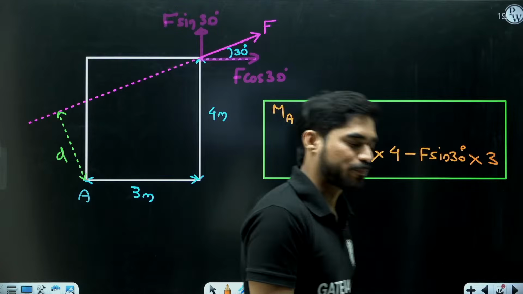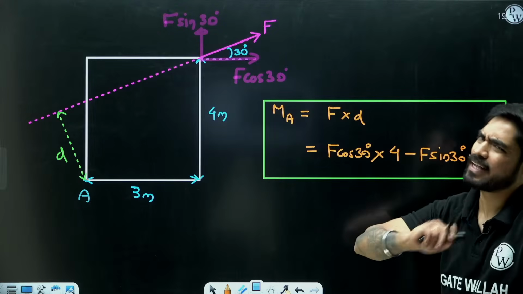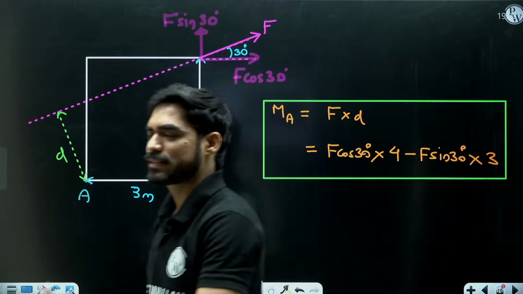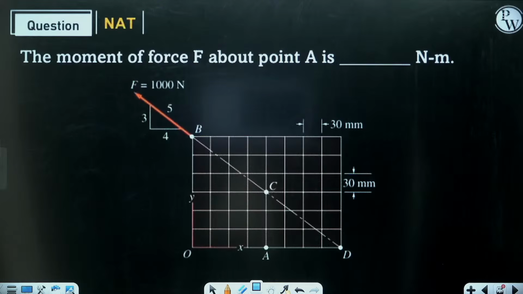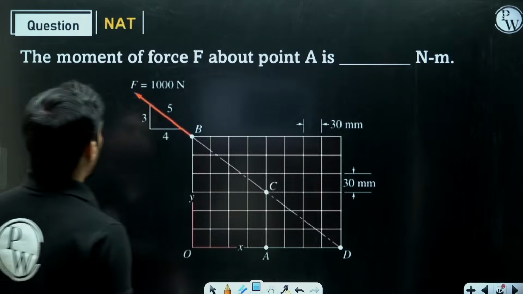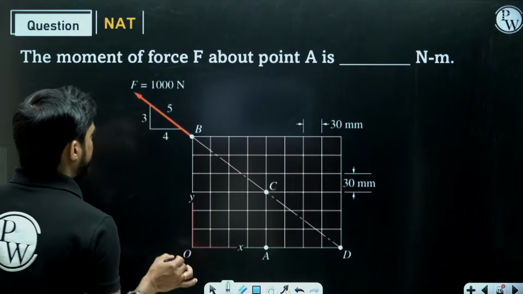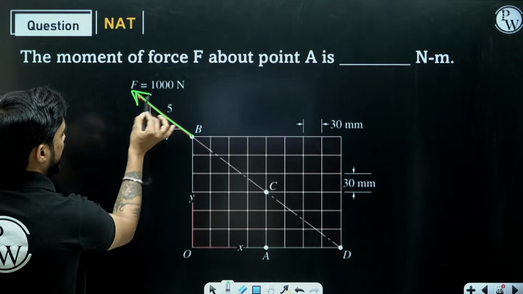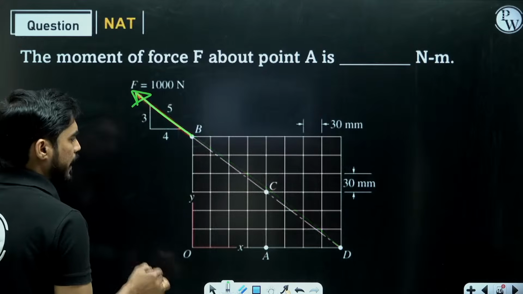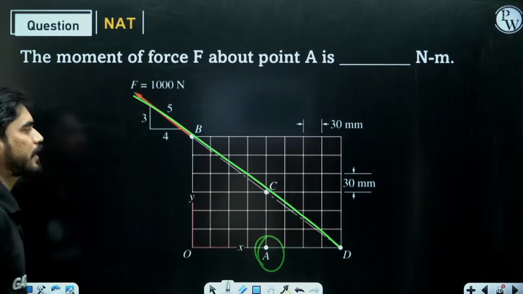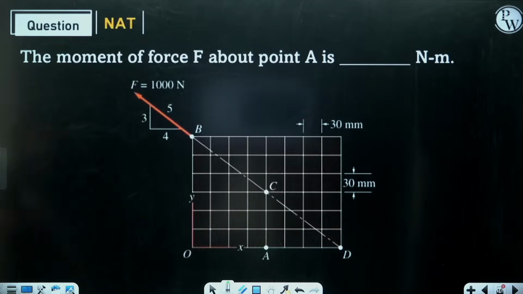Okay, chalo, let's solve a few problems based on this theorem, because in almost 90% of questions you will use Varignon's theorem in order to calculate the moment. So let's solve this first problem: moment of force F about point A. You can see that we have a force F acting at point B. This is the line of action of the force, and we need to calculate the moment at point A. Now I will tell you the significance of the principle of transmissibility in this particular problem.